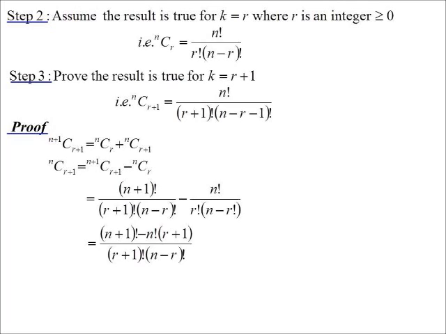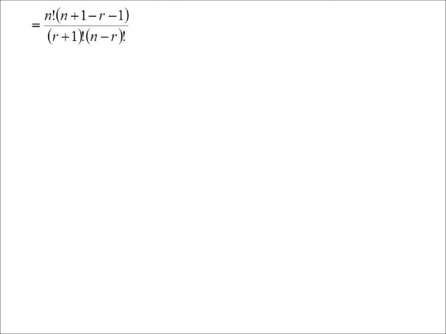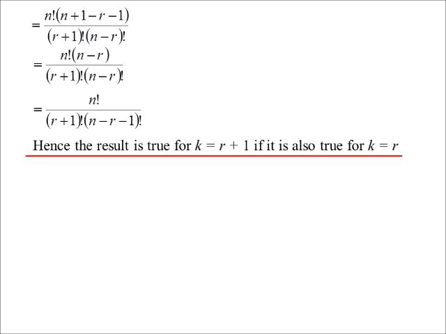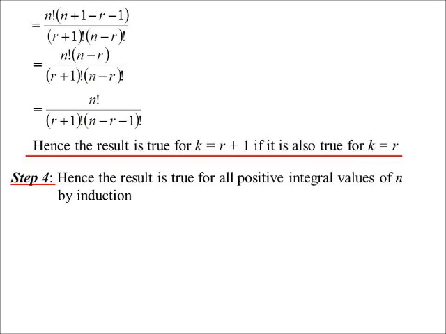Now, playing around with the factorials, the common denominator becomes (r+1) factorial, (n minus r) factorial. And the top, our n plus 1 minus r minus 1, whoop, there it is, becomes n minus r. n minus r cancels with (n minus r) factorial. And that's what we're trying to prove. So hence it's true for r plus 1 if it's also true for r. And hence it's true for all positive values of n by induction.